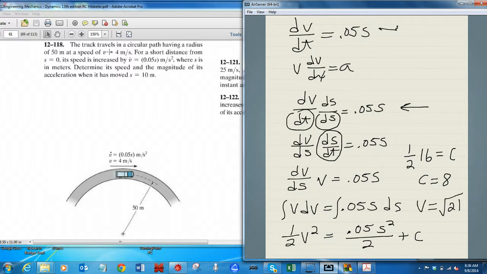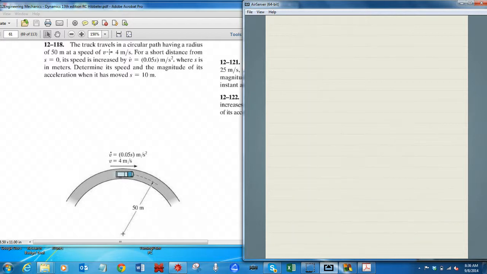So now I have the speed, and what it wants to know is what's the magnitude of the acceleration. So I'm going to find the acceleration, then I'm going to find the magnitude. And I'm not in 9J, I'm in tangent normal. So what's the formula for acceleration?